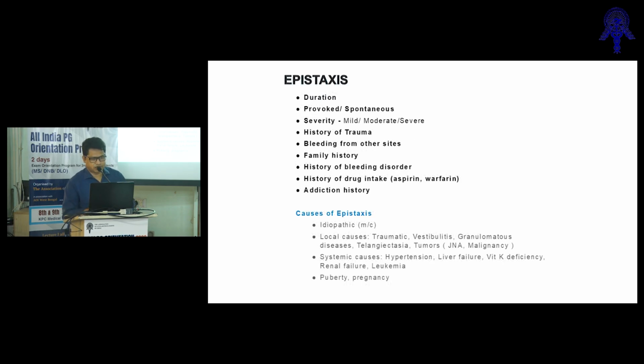Third is epistaxis, or bleeding from the nose. Again, write in your exam paper the duration, whether it is spontaneous or not, severity, whether mild, moderate, or severe, history of trauma present or not, bleeding from other sites or not, whether it is from one nostril or the other nostril, any family history, some kind of disease that runs genetically in the family, familial or X-linked disorder, history of bleeding disorder, history of drug intake like aspirin, warfarin, and addiction history.